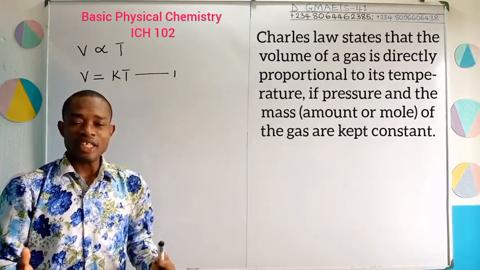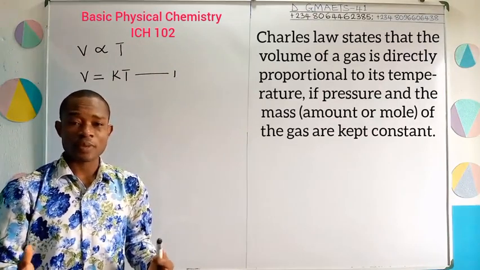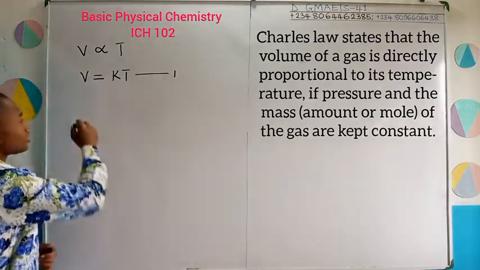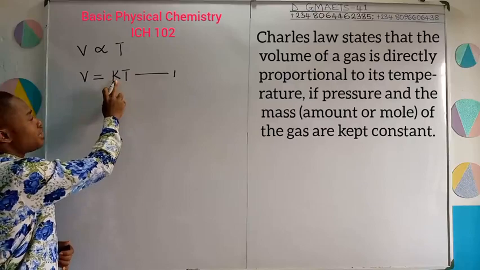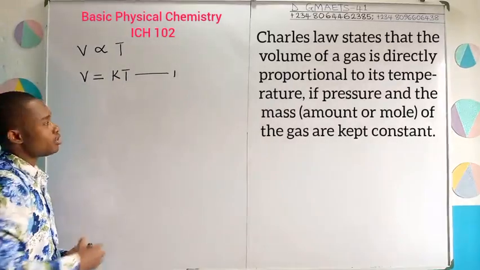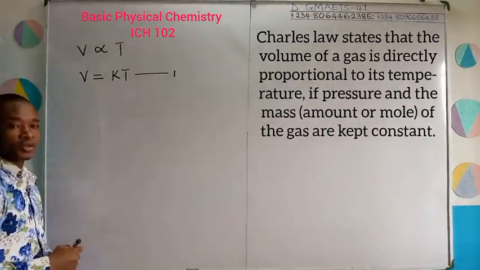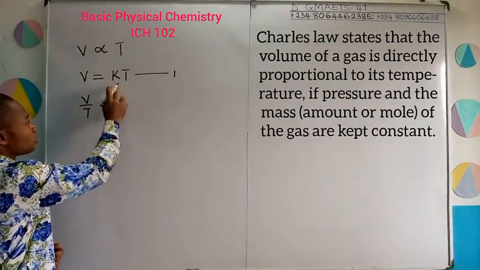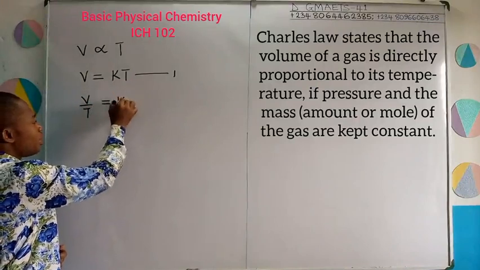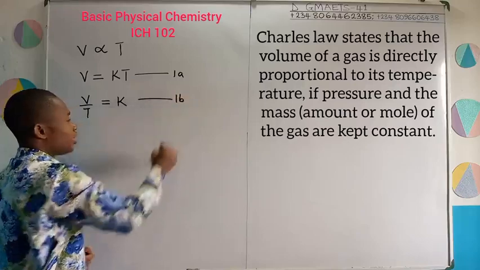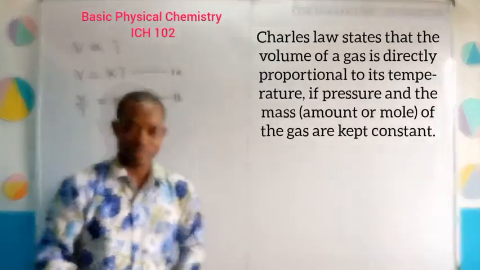What if I make this constant of proportionality K the subject of the formula? If I do that, of course, to make K stand alone, I'll divide this side of the equation by its coefficient T and divide the other side by T also. So this is going to give us V all over T equal to K, since dividing here by T, K will be left. So take note of this. Let's have this as 1A and then let's take this as 1B.